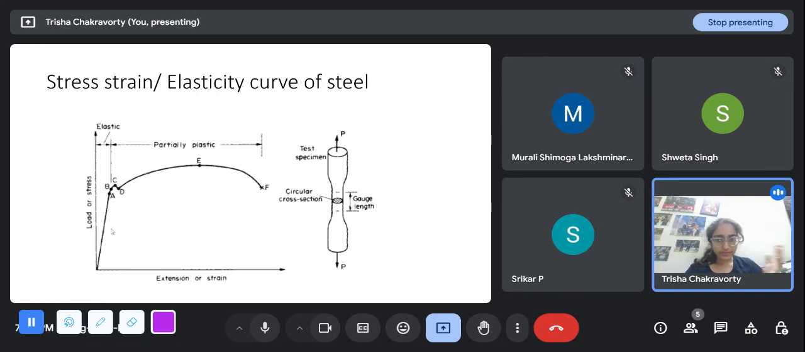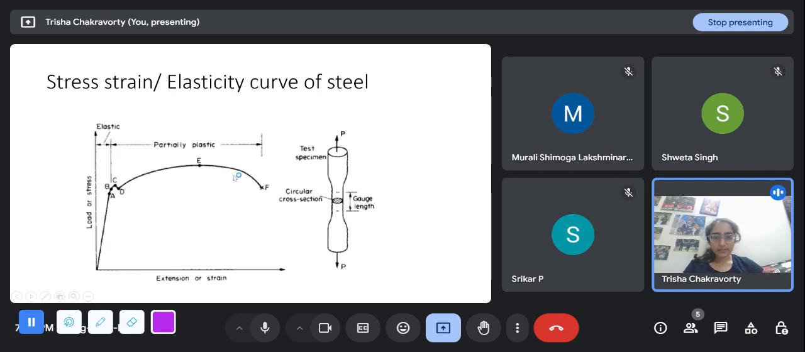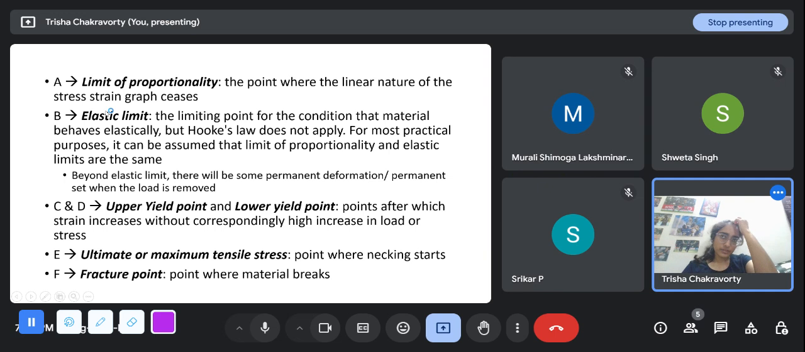We see Fe 250. In Fe 250, 250 megapascal is the yield stress of that grade of steel, and E is the ultimate or maximum tensile strength, that is the Fu. For Fe 250 that we use, generally 410 megapascal is the ultimate tensile stress. So the value corresponding to E will be 410, and F is the fracture point. And in limit state design, we generally take Fu, because we do allow it to move beyond the yield point, as we will anyway apply a factor of safety on the capacity.